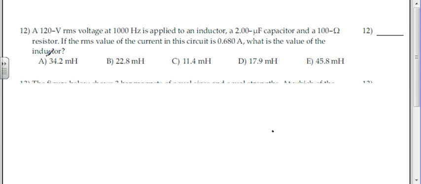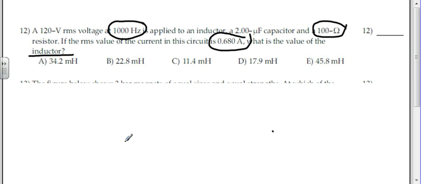Fine. So we have 120 volts RMS at 1,000 hertz. Now, where are you going to get that from anyway? It's pretty silly. And we've got a 2 microfarad capacitor and a 100 ohm resistor, and we have 0.68 amps flowing in the circuit, and we want to know the value of the inductor.